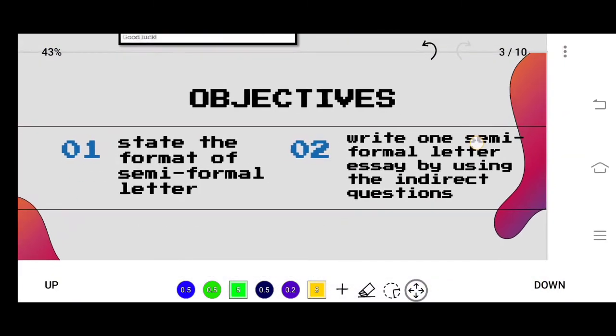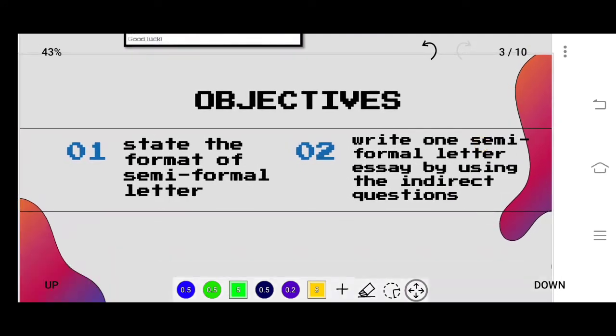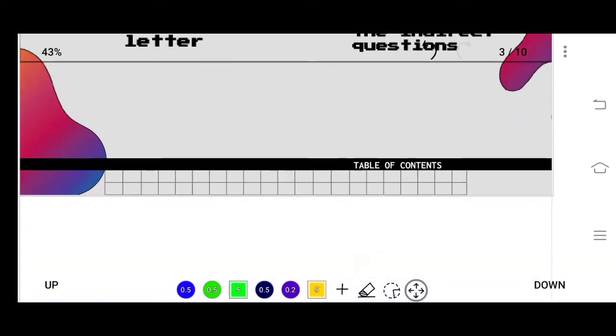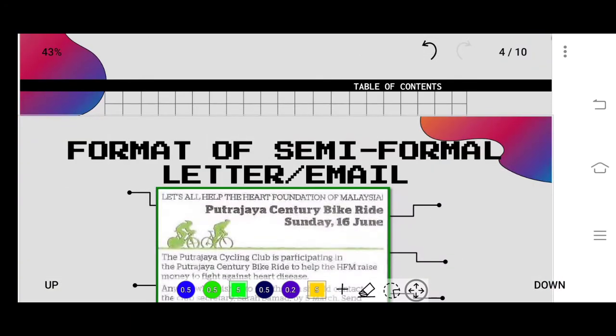The objectives for today: the first one is that you will state the format of a semi-formal letter. Later on, we will learn about it. The second one is that you have to write one semi-formal letter essay by using indirect questions, because in the last topic, we learned about indirect questions. So you have to put it in the indirect question, alright? Okay, let's move on to the next one.